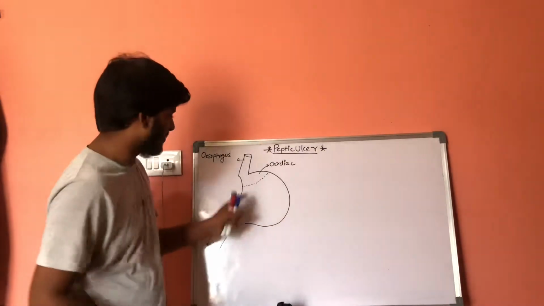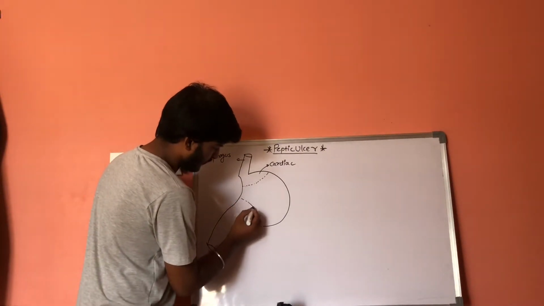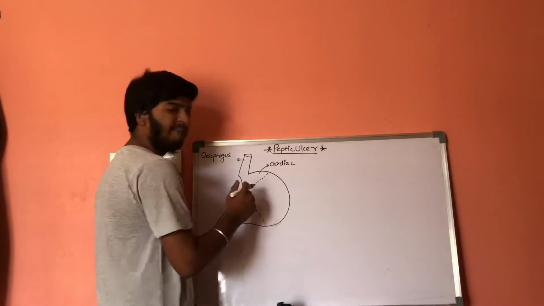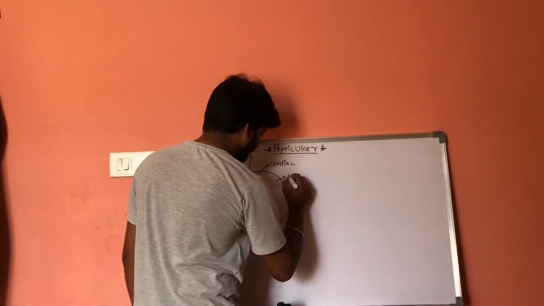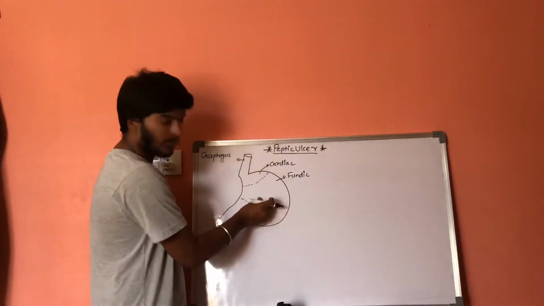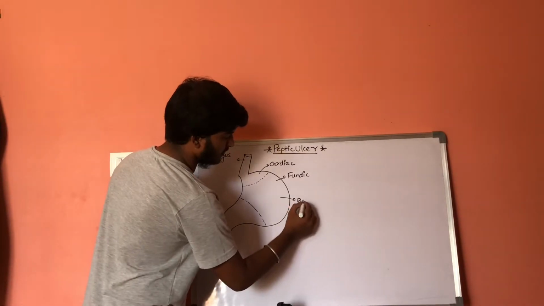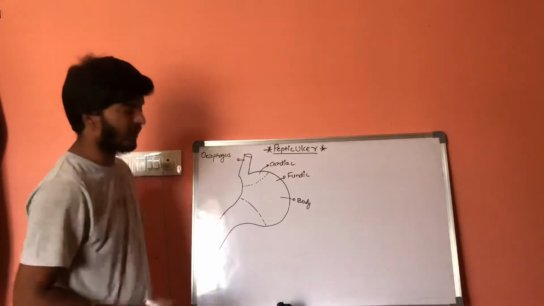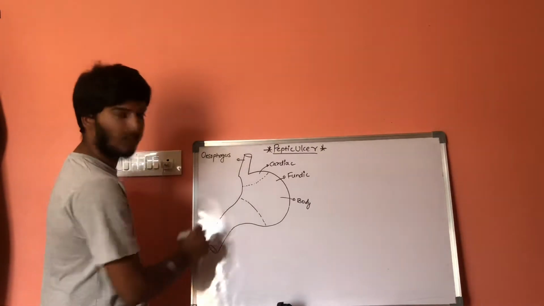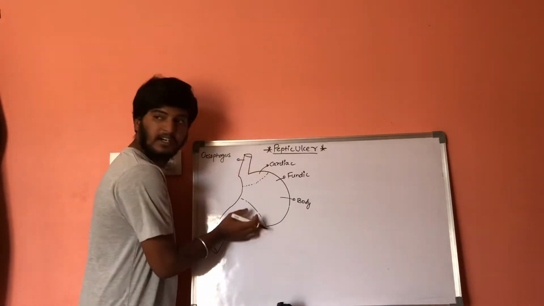Anterior most part of stomach is called cardiac stomach, whereas this middlemost part is called fundic stomach. The posterior most part of this fundic stomach is called body. This is the body of stomach. Now, this posterior most part of stomach is called pylori.